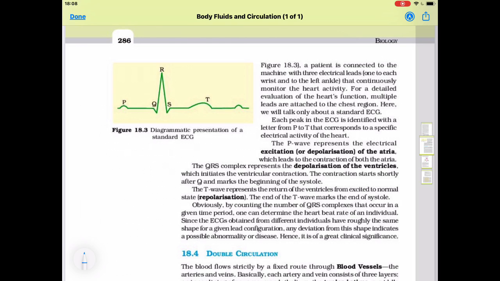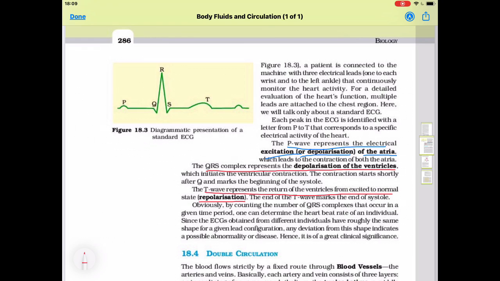In figure 18.3 in your book, P represents the excitation of the atria or the contraction of the atrium, known as depolarization of atria. The P represents the atrial systole when the auricles contract. QRS shows when the ventricles contract, that is the depolarization of the ventricles. And T represents when they are in the resting stage, that is joint diastole stage. So this PQRST is the graphical representation of the electrical activity of the heart.